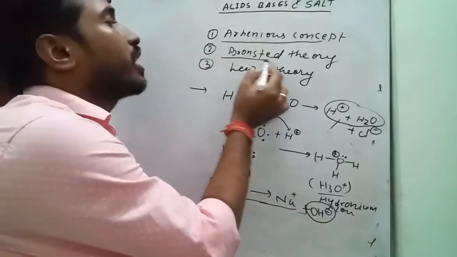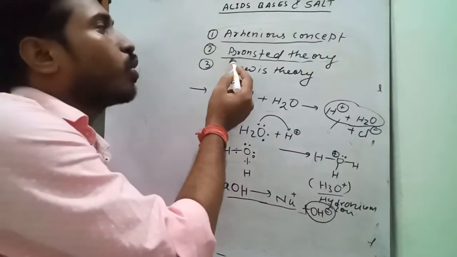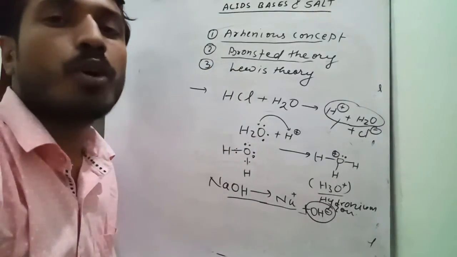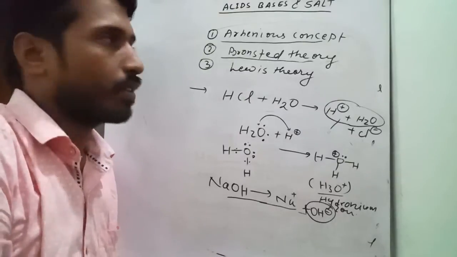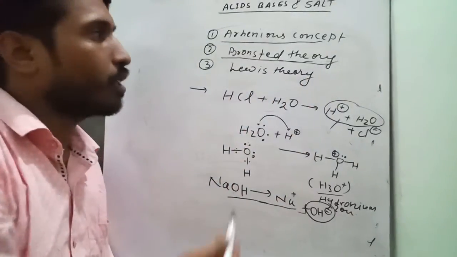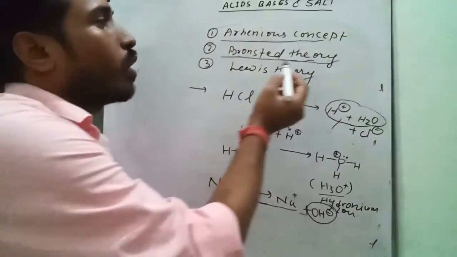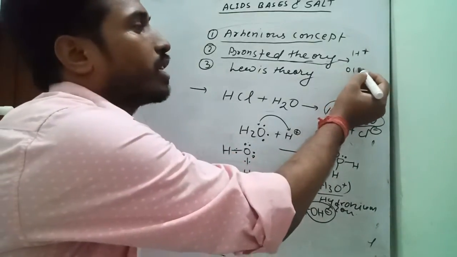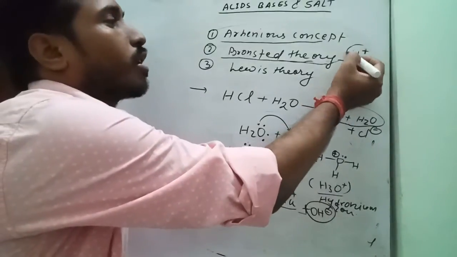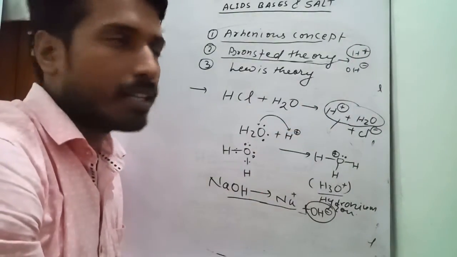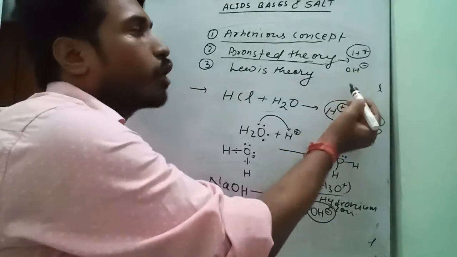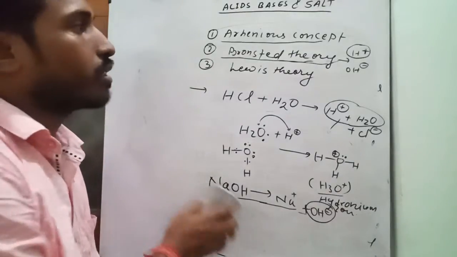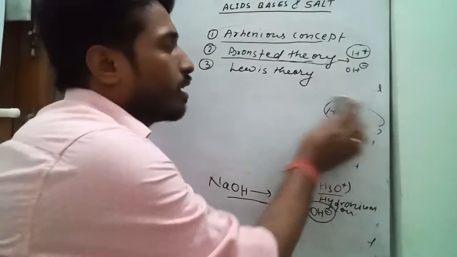Next is the Bronsted theory. Bronsted also defined acids and bases in a similar way, but the main difference is that the Bronsted theory is not confined to the aqueous medium. This is the main difference. It also suggests H positive donor and OH negative donor. Those species which can give H positive ion are referred to as acid, and those which can give OH negative ions are referred to as base. So this is the Bronsted concept.